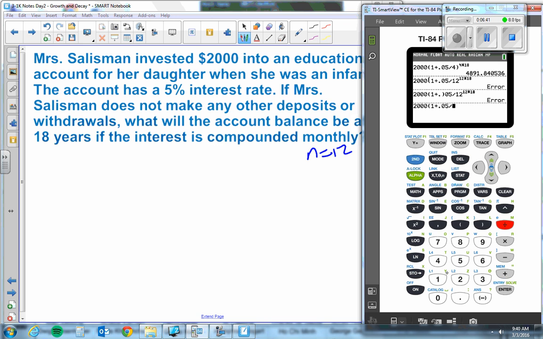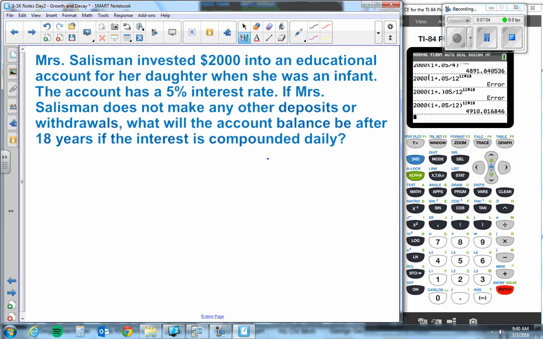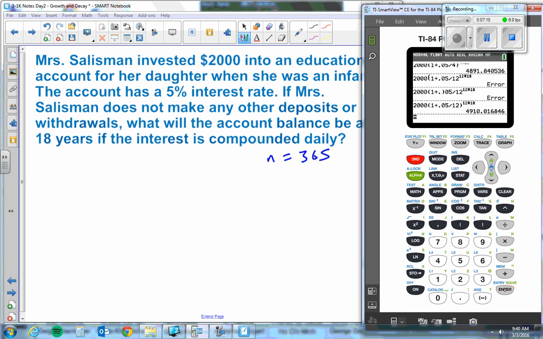Divided by 12, close the parenthesis, to the power of 12 times 18. Is that what you got two minutes ago? And we take it a step further. Do it daily. I'm going to make this work.